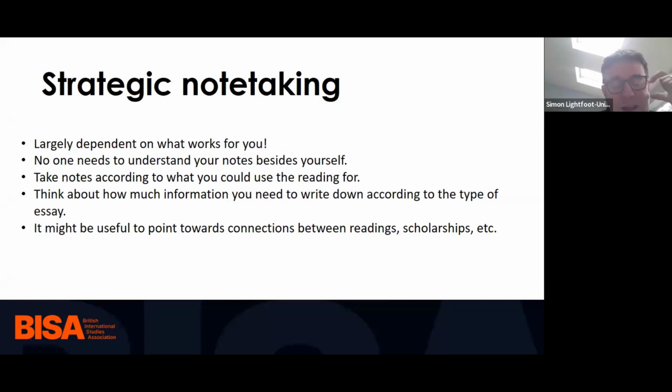Obviously, you'll be sitting in lectures, you'll be in seminars, you'll be reading. Work out how you would like to take notes. What works for you? No one else really needs to see your notes unless there's a reason why you would be submitting them to a reflective journal or something like that. But make sure that you have a system that you understand and that you are able to come back to.